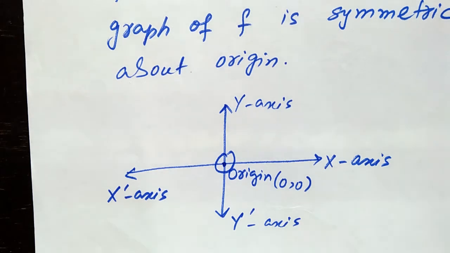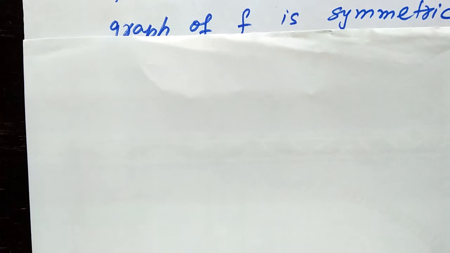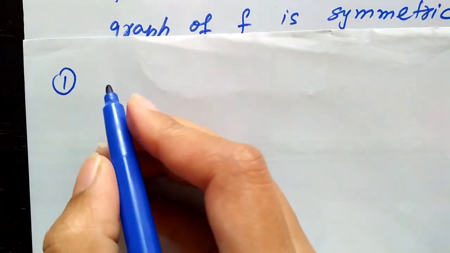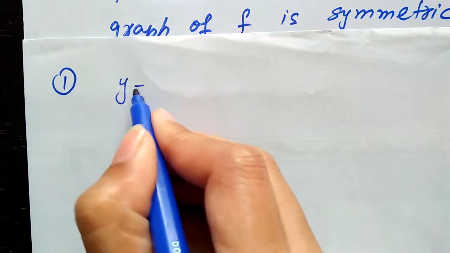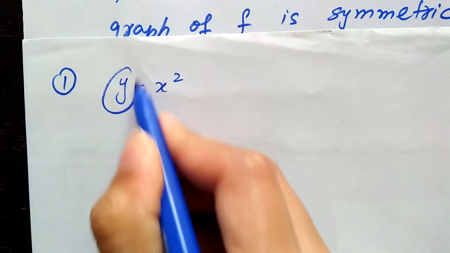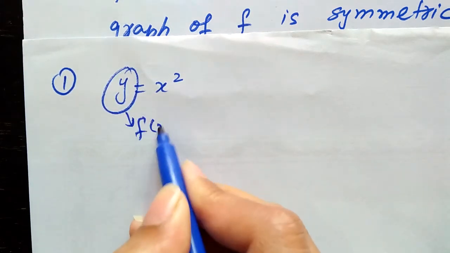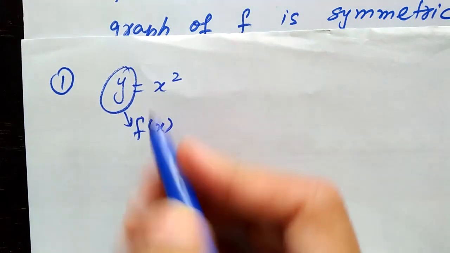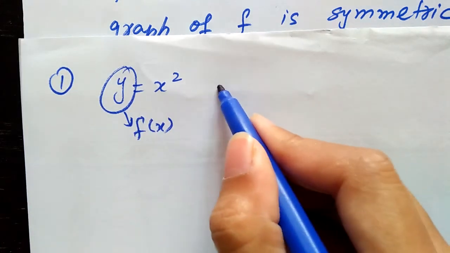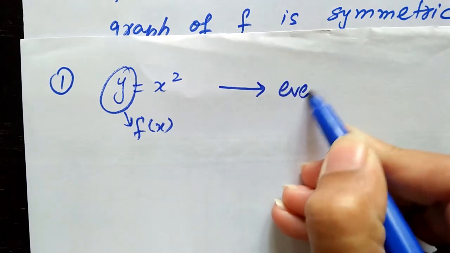Now, to draw some basic functions, for example, y equals x square. This y is basically f of x. If I want to draw the graph of y equals x square, you know that this function is an even function.